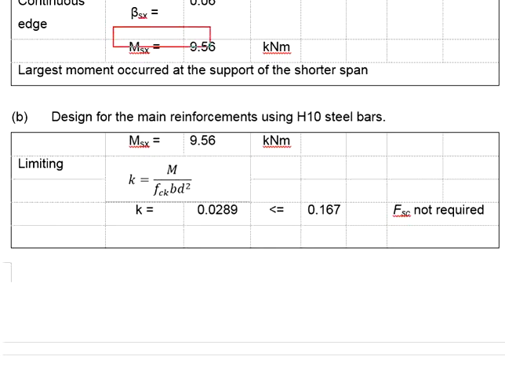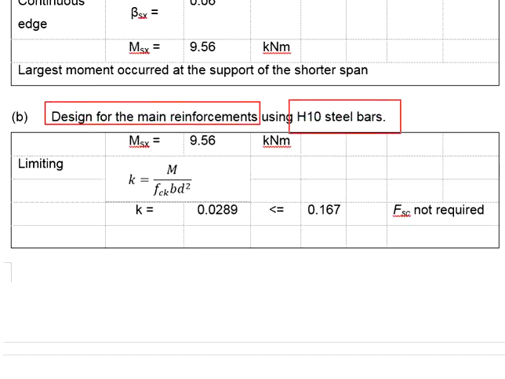After finding the critical moment acting on the slab, let us proceed with the following question. The question now asks us to design the reinforcement using H10 steel bars. H10 steel bar means the high-yield steel bar with a diameter of 10 mm. The characteristic strength of this kind of steel bar is 500 Newton per mm square.